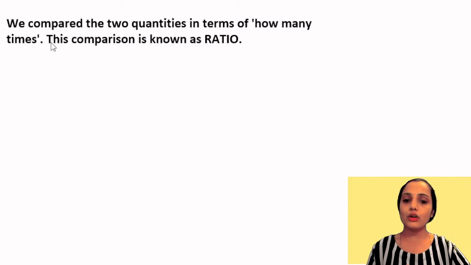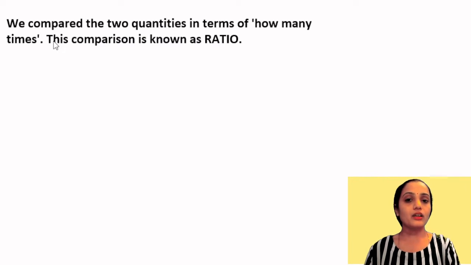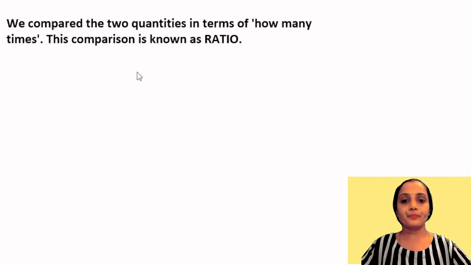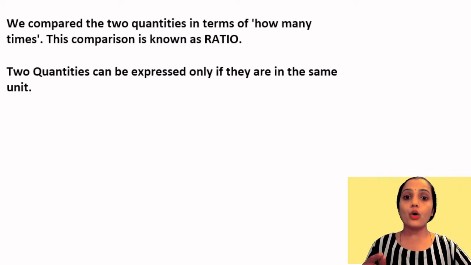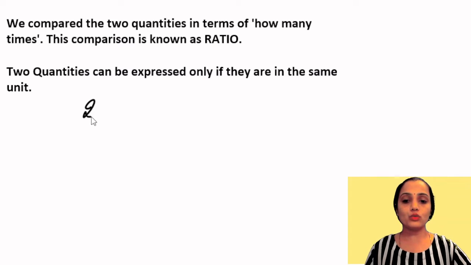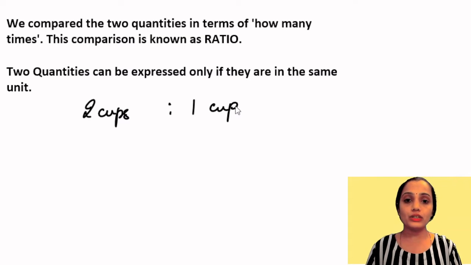So here is our definition. We compared the two quantities in terms of how many times. So 2 times, 2 cups of carrot and 1 cup of sugar, when we multiplied both the places. Our next sentence says two quantities can be expressed only if they are in the same unit. So we had 2 cups and 1 cup. Now cup is a measurement, right? 1 cup is equal to 250 ml. So a cup is a unit.